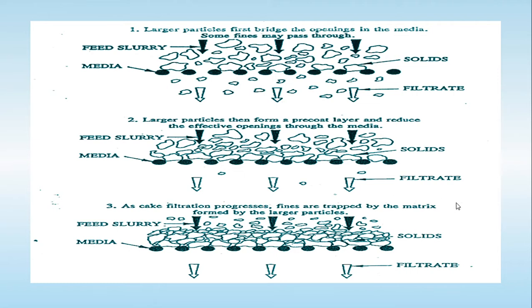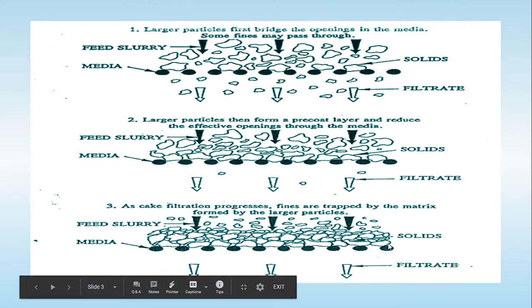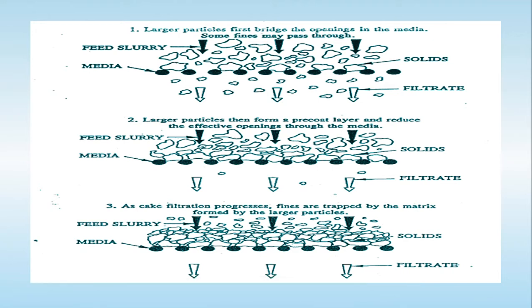As the filtration proceeds, again the solids deposit, large particles, small particles, and both together, and so filter cake formation takes place. As the filter cake forms, if we go from number 1 to 2 to number 3, you can see that the thickness of the filter cake increases, and therefore the amount of filtrate, that is the clear liquid coming out after passing the filter medium, also decreases.